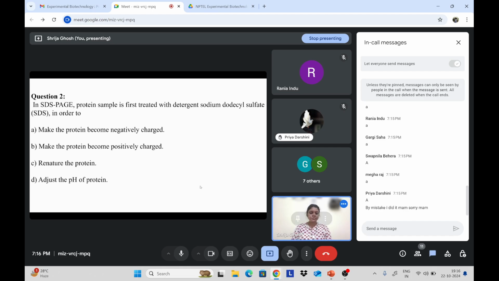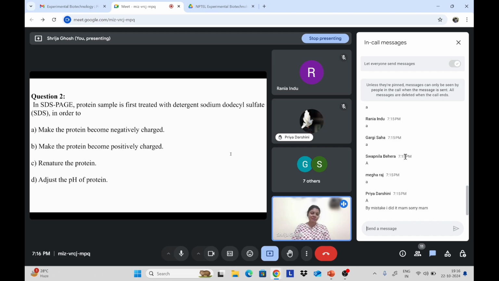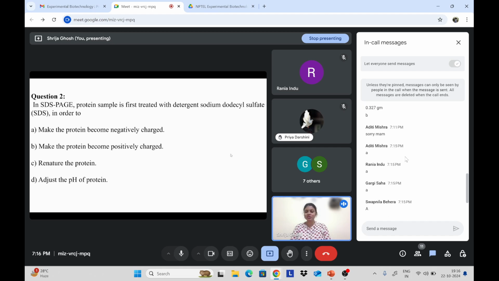Okay. Sure. So, all of you have answered option A. Most of you have answered option A for this question. So, I think this concept is pretty clear to you, why we are adding SDS.